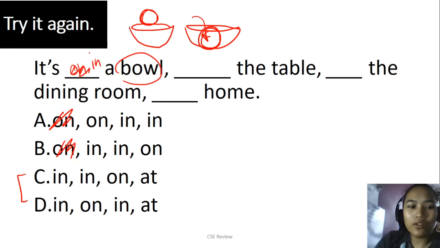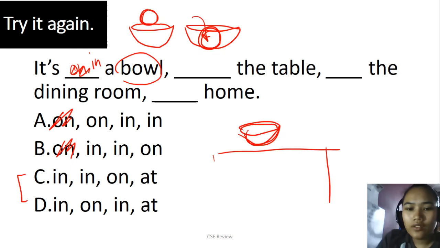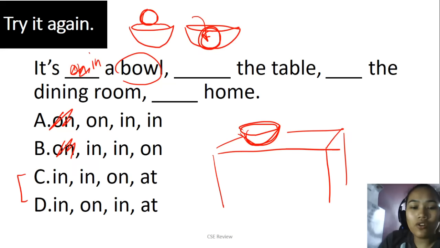It's blank the table. Ang options natin, you have on or in. So again, kung ito yung bowl, at ito yung table, is it in the table or on the table? Di ba ang bowl nakapatong naman sa table, wala siya sa loob ng table, right? Siguro kung sa shelf, in, kasi nasa loob siya ng shelf. Or nasa loob siya ng cabinet. Pero nasa ibabaw siya ng table, so it has to be on.